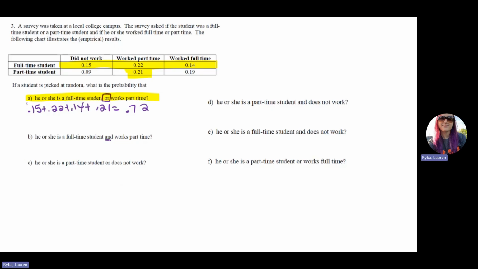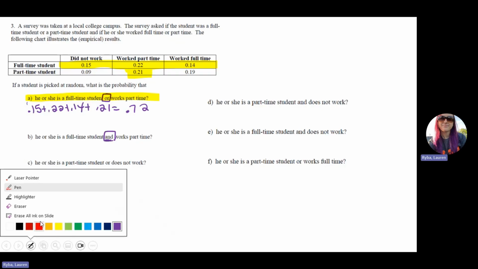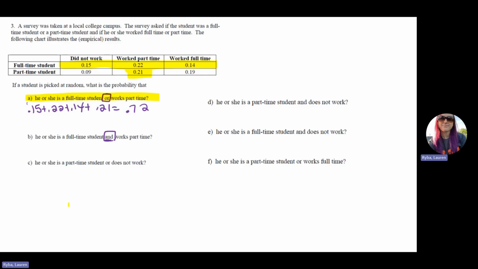This next one says "and." And means they're happening at the same time. So he or she is a full-time student and works part-time. So I want to find a full-time student that is also working part-time. Full-time student working part-time is only this value, 0.22. Both parts have to happen at the same time, so it has to be in that row and that column where they overlap.